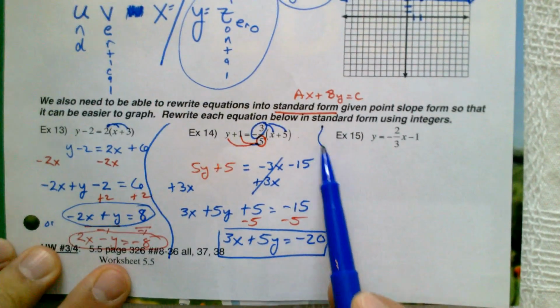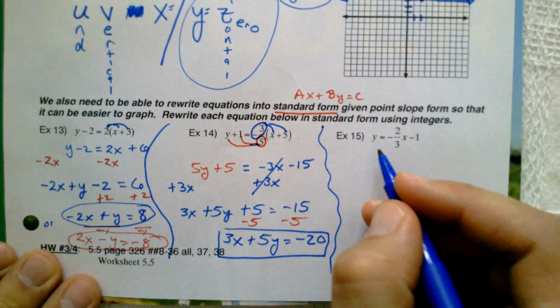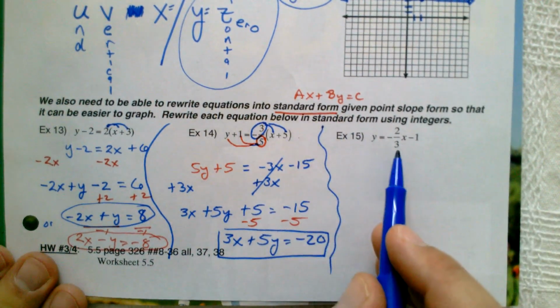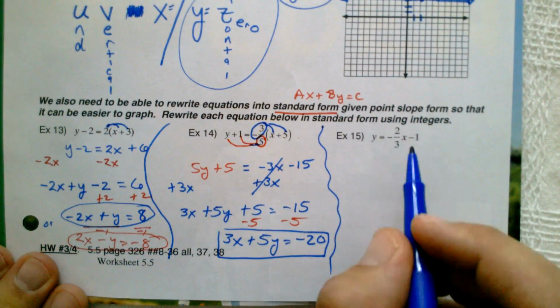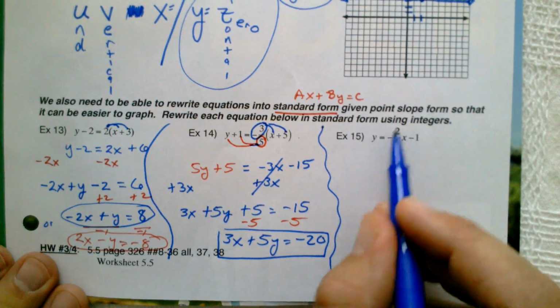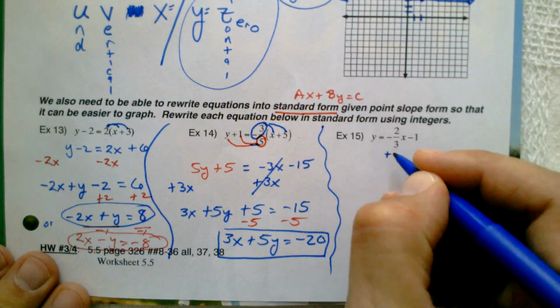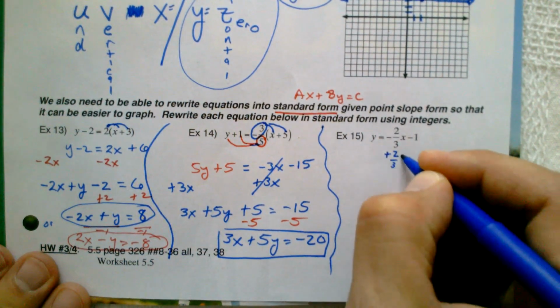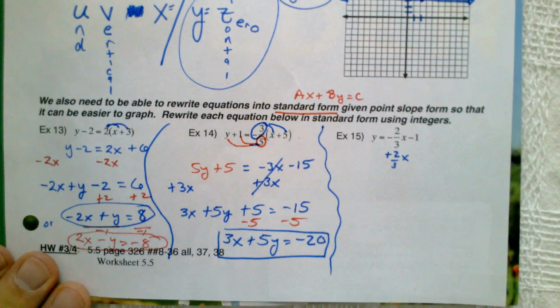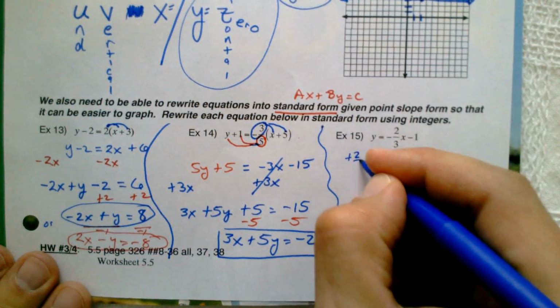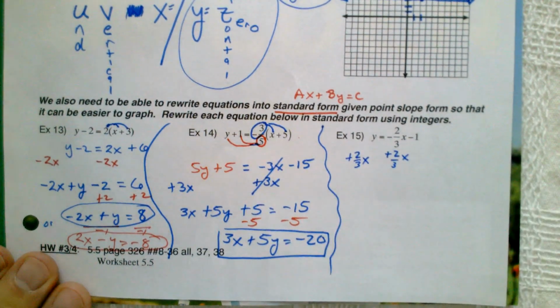Last but not least is number 15. I've got y equals negative 2/3 x minus 1. Again, we want that x on the same side. So we could get rid of this fraction first, but I'm going to go ahead and do that last. Okay, just show you what we need to do. So I'm going to go ahead and do the opposite of minus 2/3 x. I'm going to add 2/3 x over to both sides. I'm doing that so these guys are canceling.